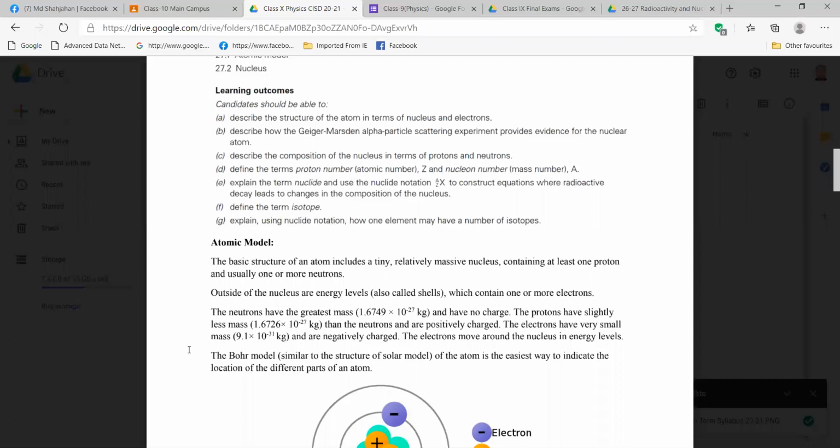Then explain the term nuclide. Nuclide means the way we can represent a nucleus. You see here X, that is the symbol of any element, and A will show you the mass number, and Z will show you the atomic number. Atomic number means proton number. To construct equations with this notation we can understand how many protons are there, how many neutrons are there, and nucleon number is easy to understand.